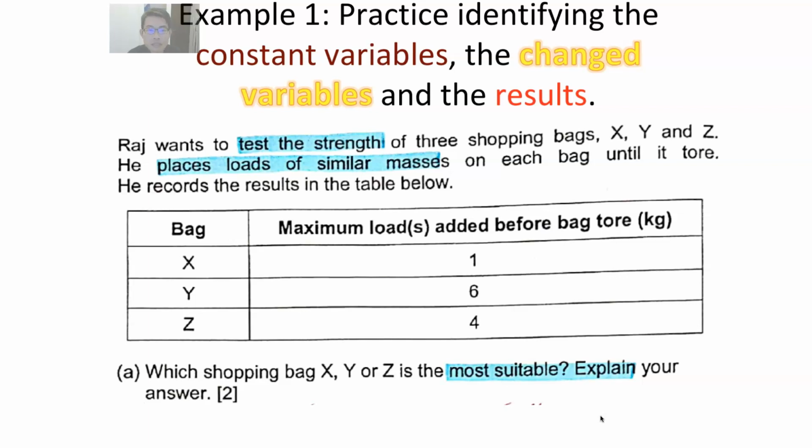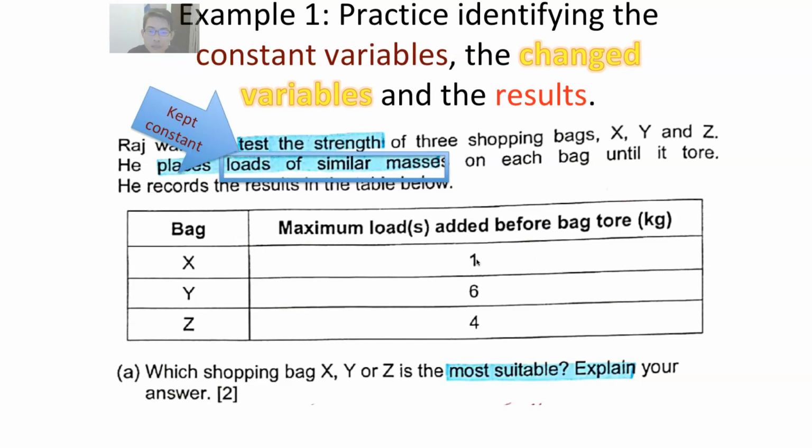Alright, now Raj wants to test the strength of 3 shopping bags X, Y, and Z. He places loads of similar masses on each bag until it tears. He records the result in the table below. So, bags here, and maximum loads added before the bag tears. Where are the constant variables? Now notice the loads are of similar masses. So when we compare here, one load definitely has fewer kilograms than 4 loads. 6 loads will have more kilograms, I beg your pardon, than 1. So these are loads of similar masses, and I'll presume here each load is equivalent to 1 kilogram. So that will be the constant variable.